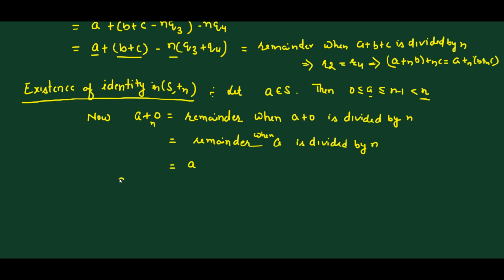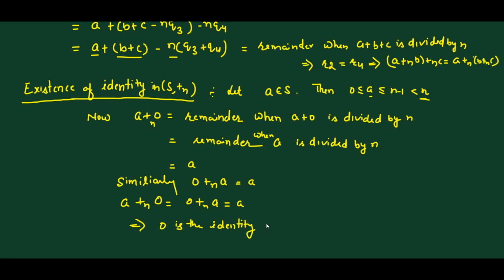Okay, similarly if you combine 0 with A, then again you will get A. So it means if A is an arbitrary element of S, then A combined with 0 and 0 combined with A give you A, and this implies 0 is the identity in S, because S has the elements 0, 1, 2 up to n minus 1, and 0 is acting as identity, and 0 lies in the set S. So 0 is the identity element of S with respect to this operation.